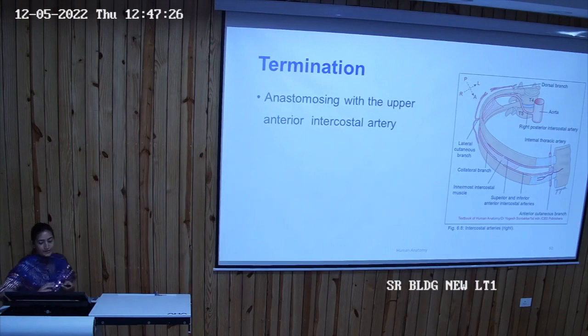Now how do they terminate? They terminate by anastomosing with the arteries present on the anterior thoracic wall, that is the anterior intercostal arteries, and they will terminate here. So they anastomose with the superior branch of the anterior intercostal artery. The anterior intercostal artery has two branches, superior and inferior.